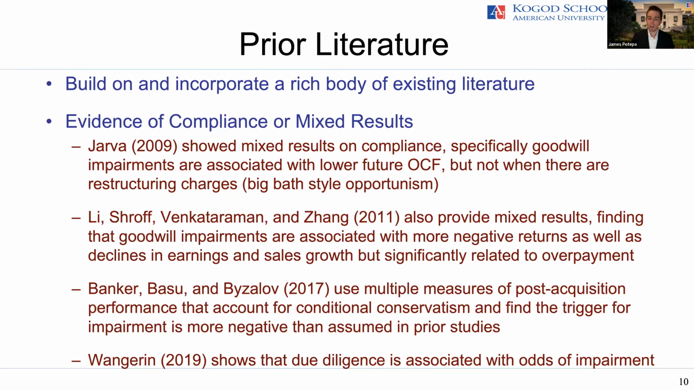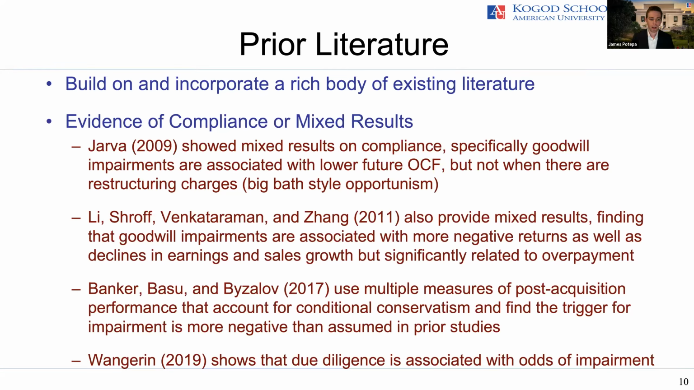Next, we have Banker, Basu, and Byzalov 2017, and they use multiple measures of post-acquisition performance that account for conditional conservatism. So we're going to use their idea in our model as well. They break down performance into performance increases and performance decreases, or kind of gains or losses, to make sure that the impairment rules, which are sort of based on conditional conservatism, are followed through in the research design. And they find that the trigger for impairments is more negative than assumed by prior studies.